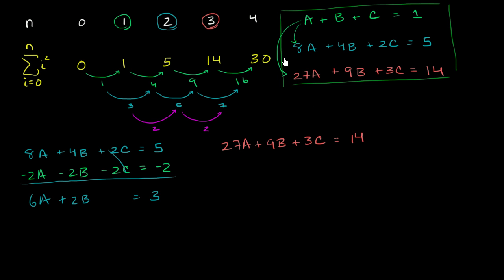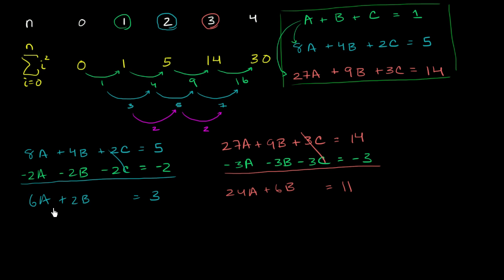So now I'm going to do these two. I multiply this equation times -3. I get -3A minus 3B minus 3C is equal to -3. And now I can perform the subtraction. And I get 24A plus 6B, these cancel, is equal to 11. Now I have two equations and two unknowns.